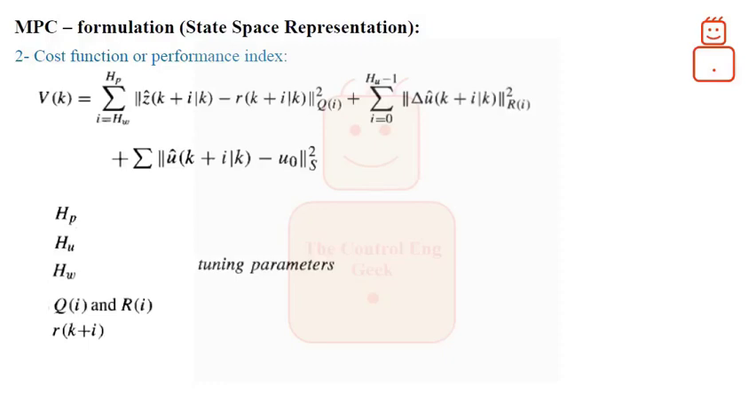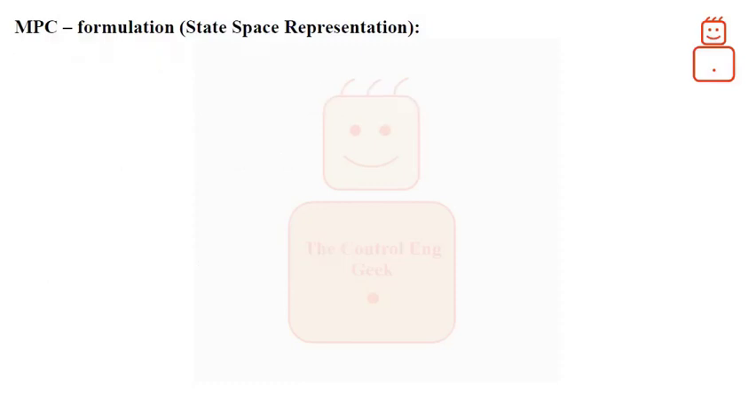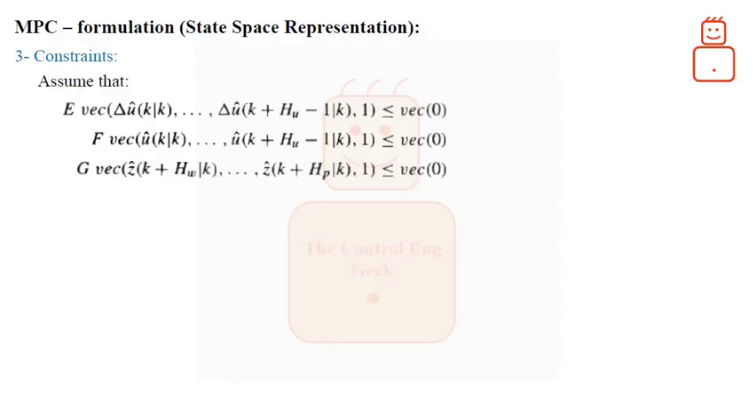The last part of the formulation of an MPC problem is the constraints. We can assume having three types of constraints as following. Where E, F, and G are matrices with dimensions that depend on the number of inputs, controlled outputs, as well as the values of both state and control prediction horizons.